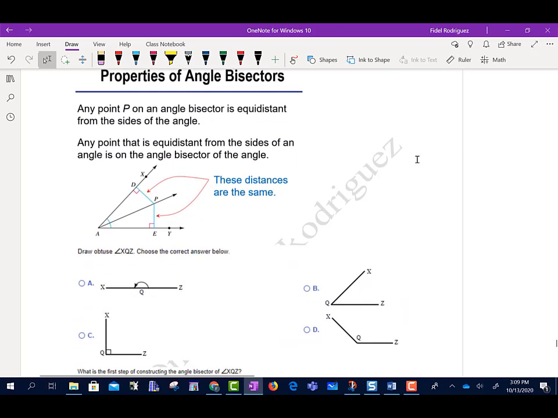Okay, so let's see. Properties of angle bisectors. Any point P on an angle bisector is equidistant from the sides of the angle.